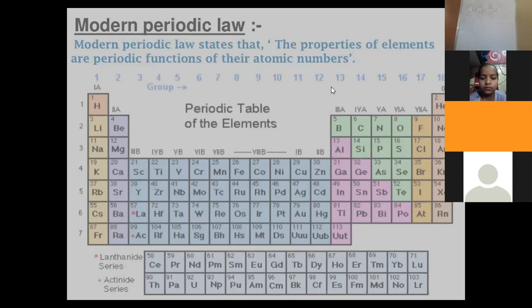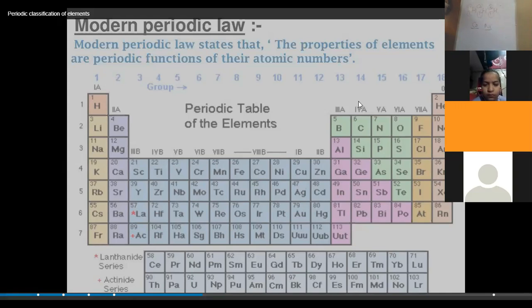Second anomaly was no position for isotopes, that has also been removed in the modern periodic table, right? And third was a wrong order of cobalt and nickel. Although the atomic mass of cobalt was more than the atomic mass of nickel, still Mendeleev placed cobalt first, nickel later on. But let me show it to you.